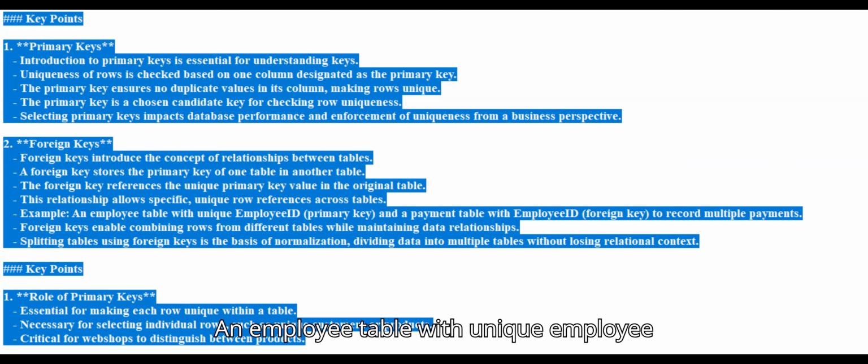Example: an employee table with unique employee ID, primary key, and a payment table with employee ID, foreign key, to record multiple payments. Foreign keys enable combining rows from different tables while maintaining data relationships. Splitting tables using foreign keys is the basis of normalization, dividing data into multiple tables without losing relational context.